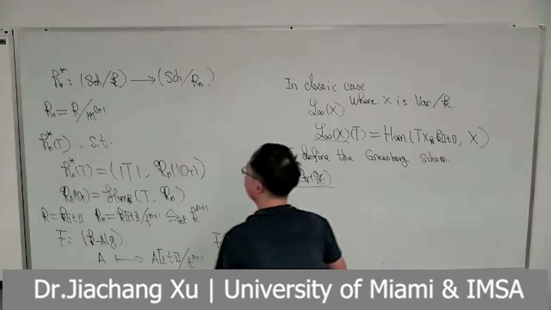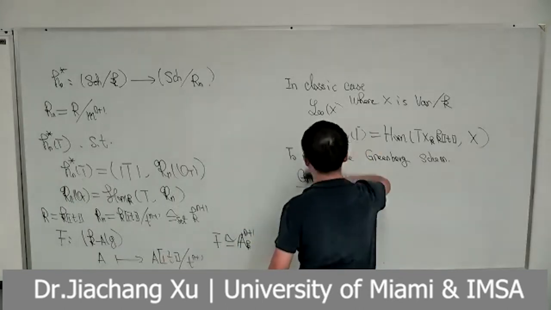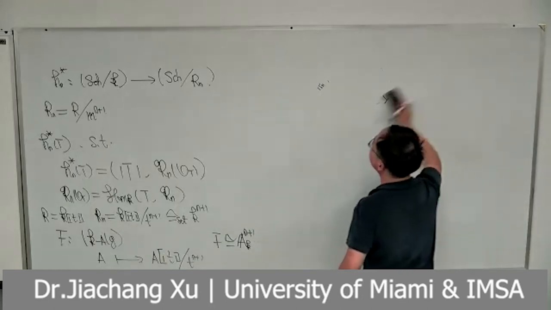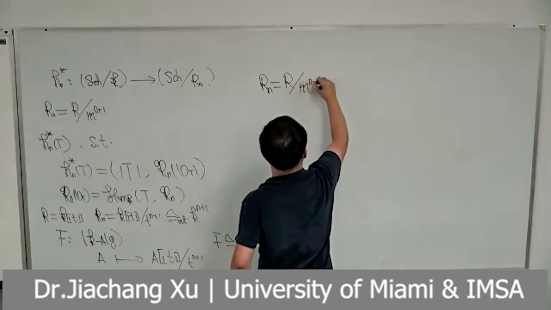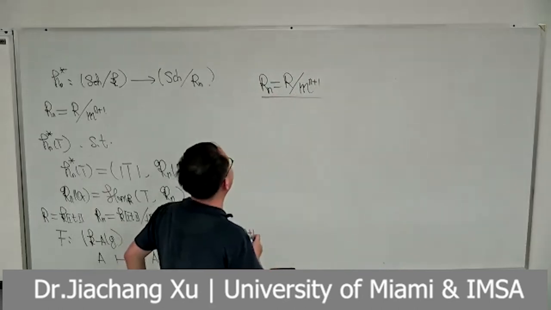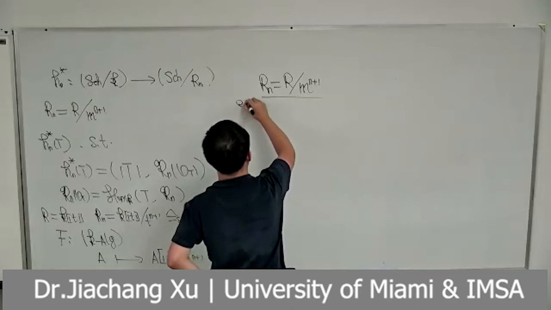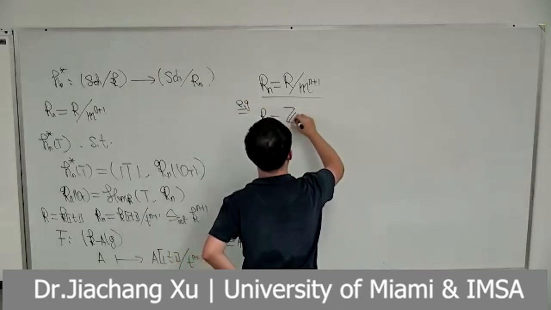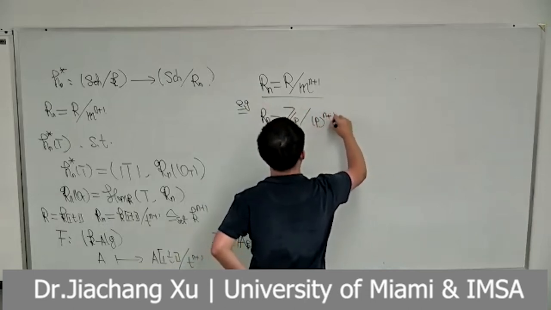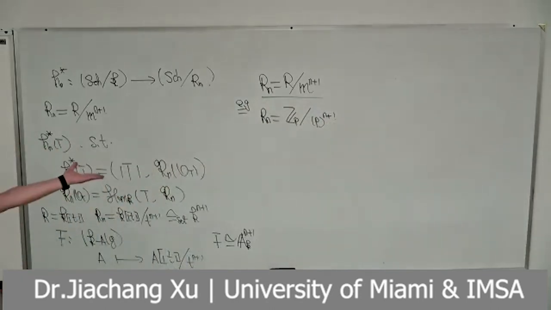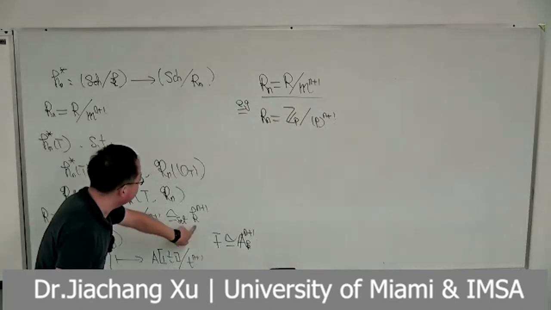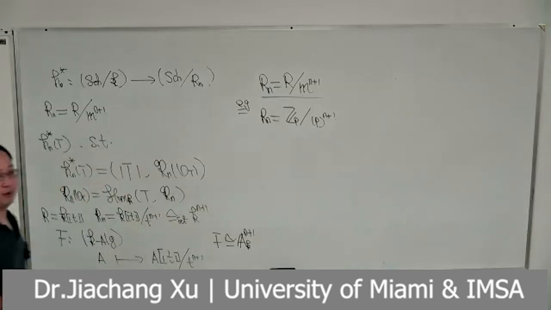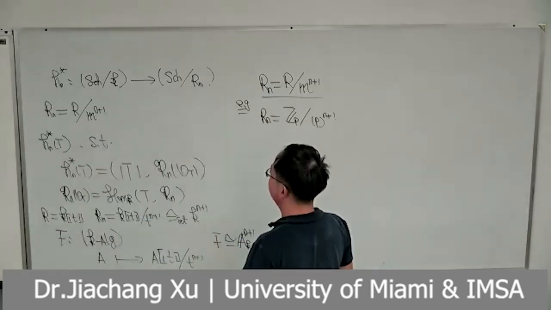In the mixed characteristic case, R_n is R modulo the maximal ideal with power n plus one. If you take the most trivial case, you can take R_n as Z_p modulo p to the power n plus one. In this case, you cannot consider this as a general F_p-algebra. But you can still find a ring scheme which parameterizes any K-algebra, set-theoretically, as a vector space K with dimension n plus one.